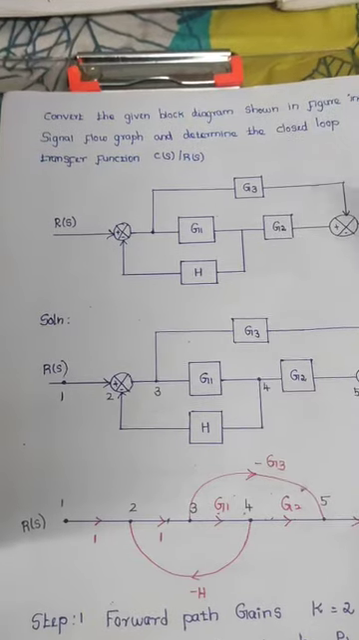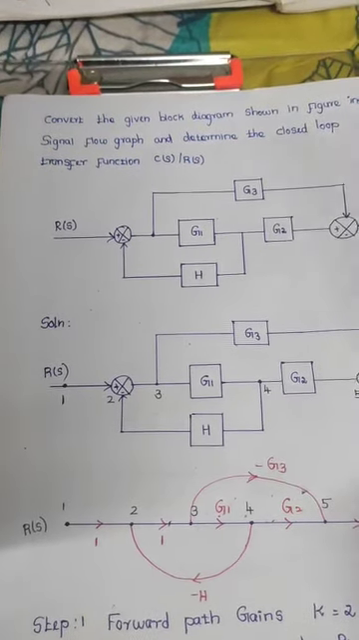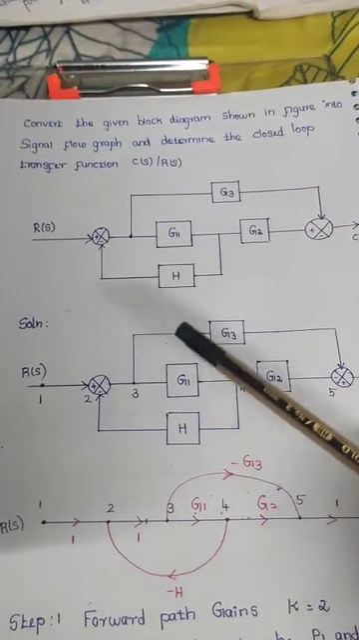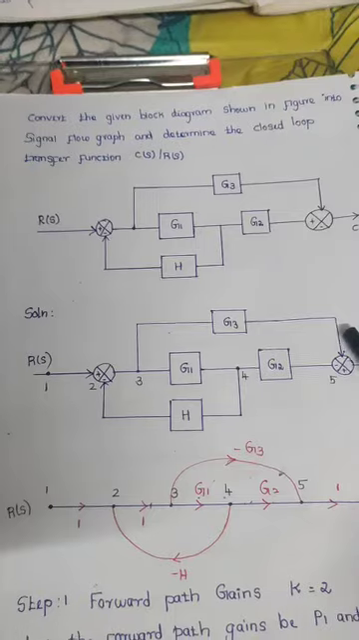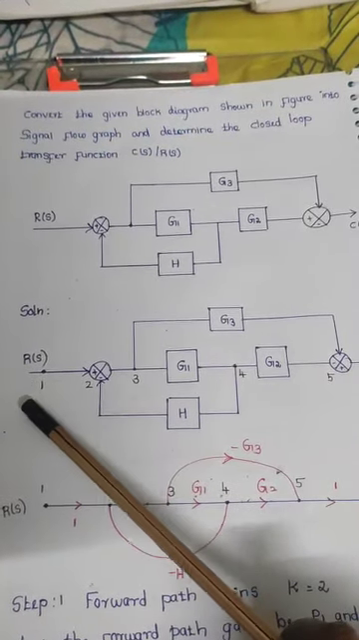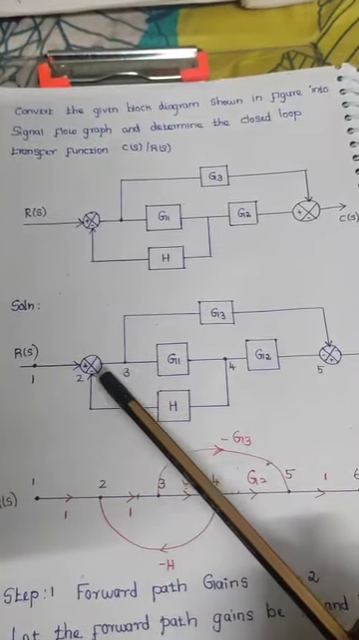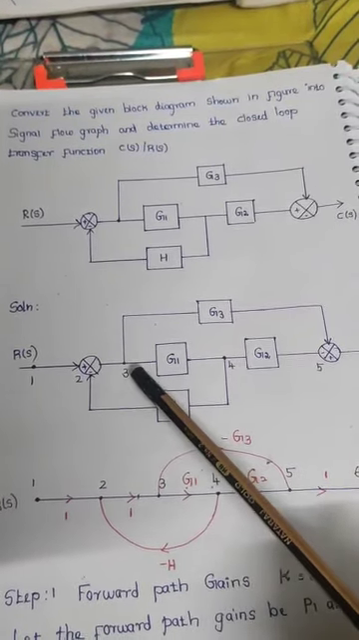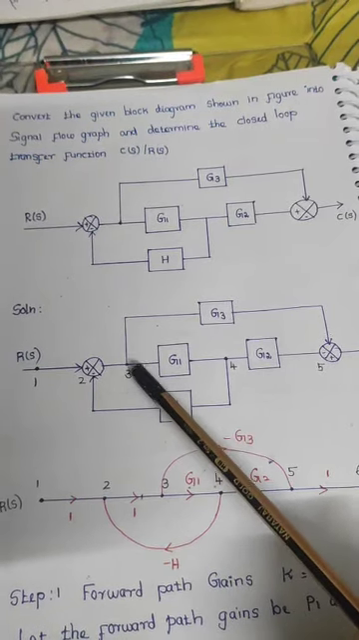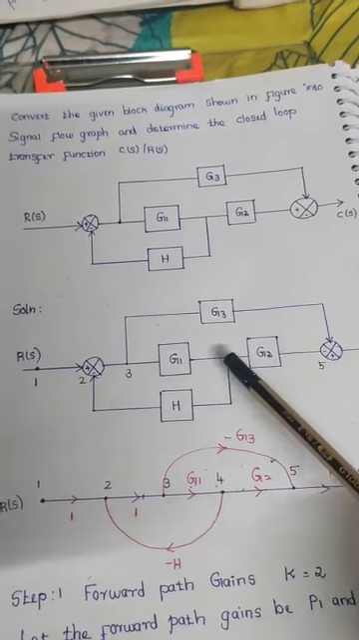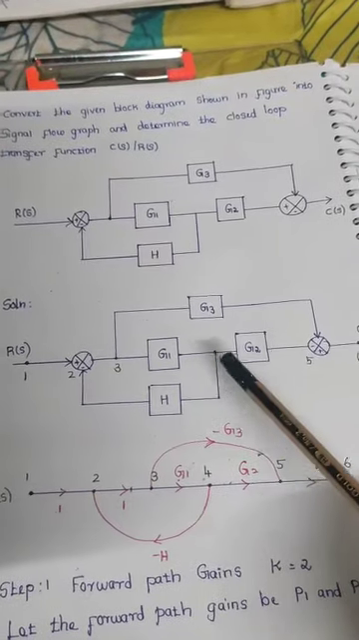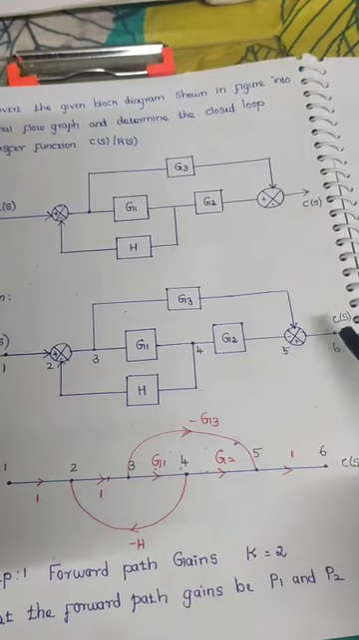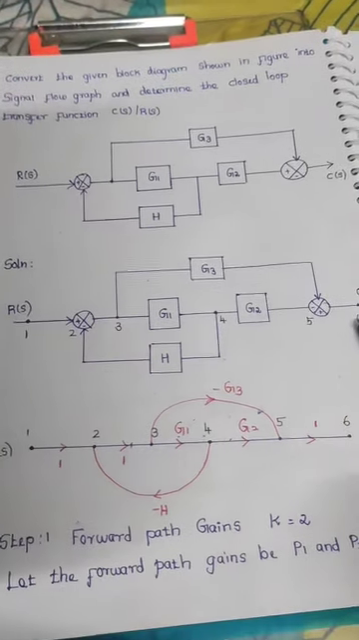For that, initially we assign the nodes at input, output and at every summing point as well as the branch point. This is the input. We consider this as node 1. This is the summing point. We take this as node 2 and this is the takeoff point. We take this as node 3 and this is another takeoff point which is node 4. This is another summing point, that is node 5, and the output is node 6.